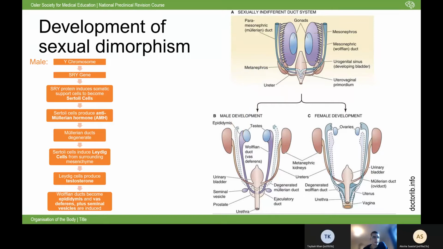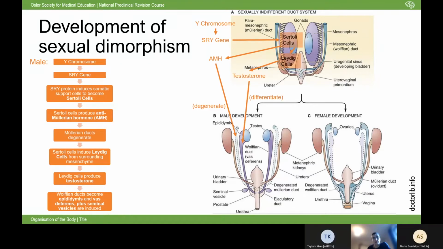I'll bring that up in a sec. Those Sertoli cells induce the next set of mesenchymal cells, if you like. There's a kind of cascade of induction here to form Leydig cells. That's the other major cell type in your definitive testes. The Leydig cells produce testosterone, and that promotes the survival of the Wolffian duct, or the mesonephric duct, to form the structures of the male reproductive tract. So here's just a little reminder of that. It's all about the SRY gene inducing Sertoli cells, which in turn induce Leydig cells to produce testosterone and cause the mesonephric duct to persist and form the male structures.